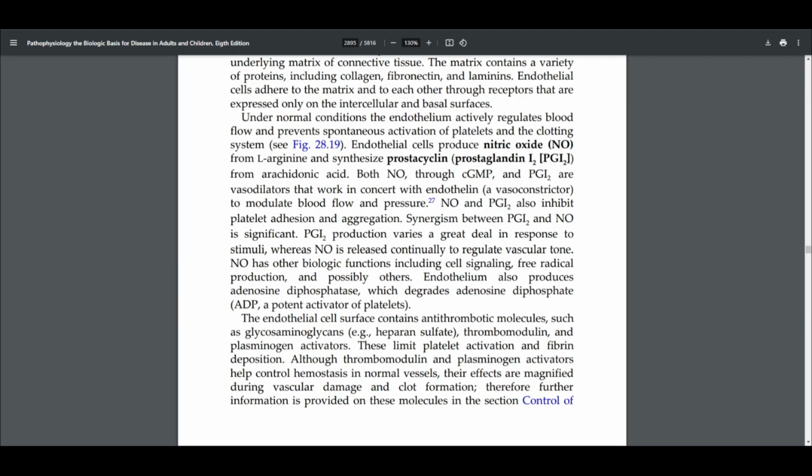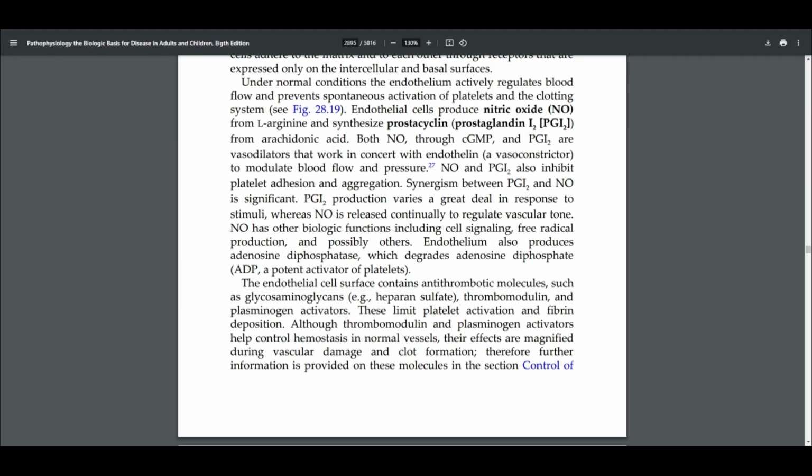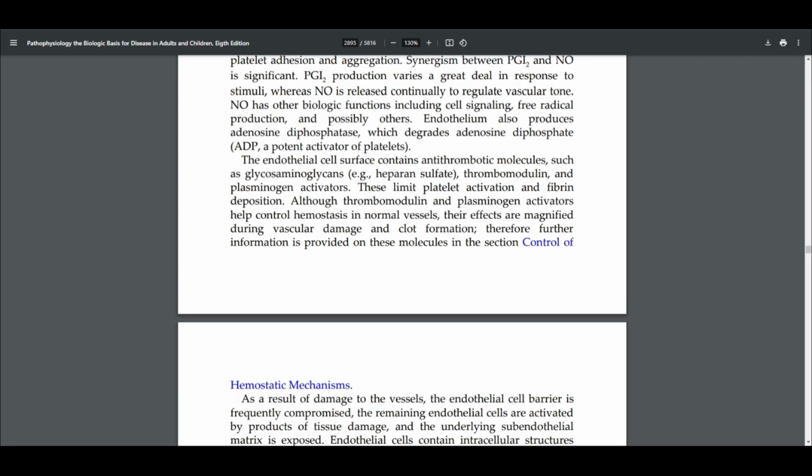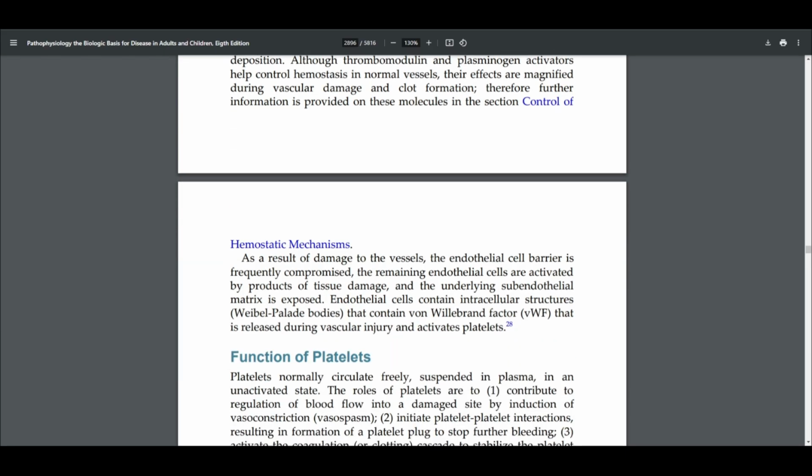The endothelial cell surface contains antithrombotic molecules, such as glycosaminoglycans, thrombomodulin, and plasminogen activators. These limit platelet activation and fibrin deposition. Although thrombomodulin and plasminogen activators help control homeostasis in normal vessels, their effects are magnified during vascular damage and clot formation. Therefore, further information is provided on these molecules in the section on control of homeostatic mechanisms.